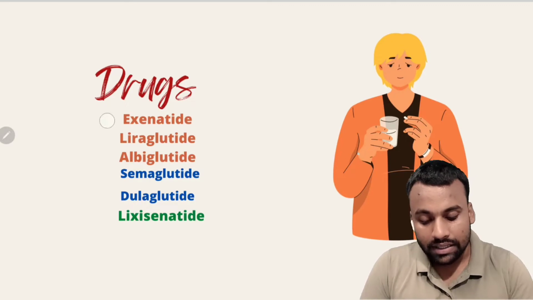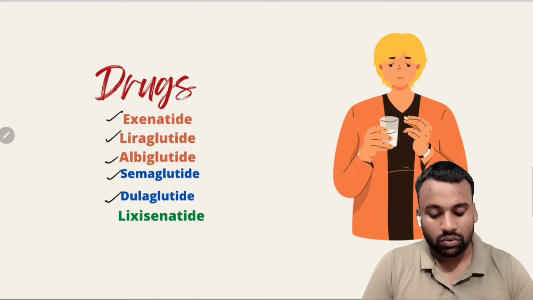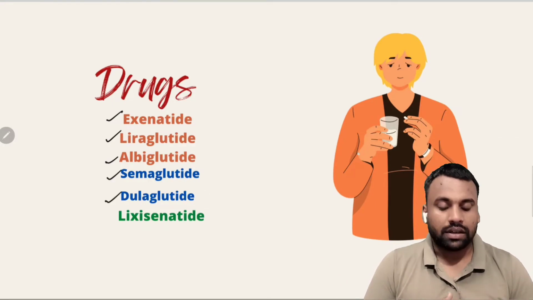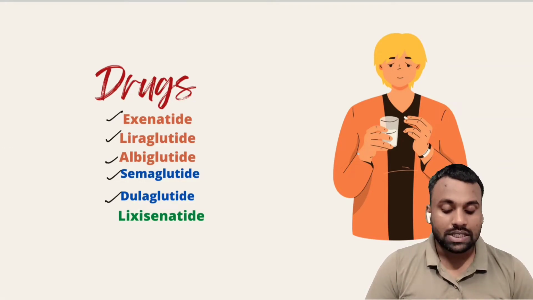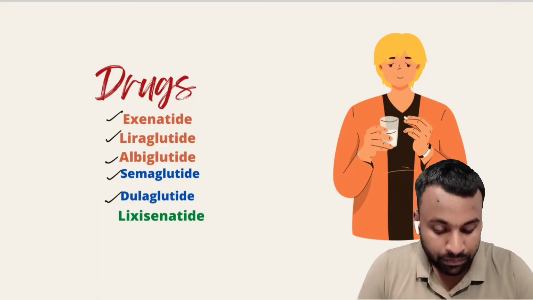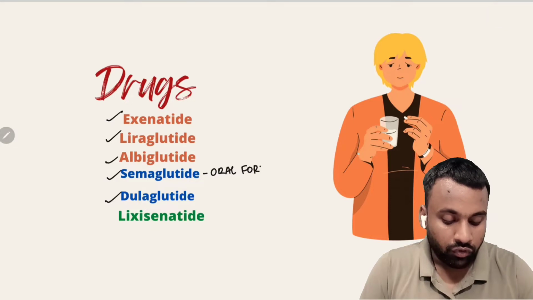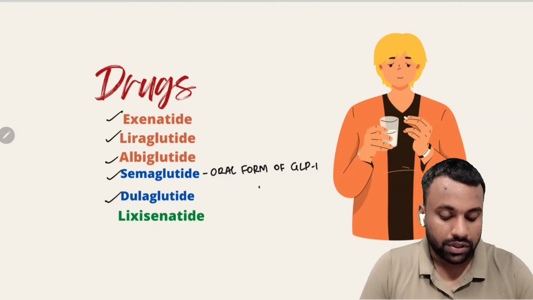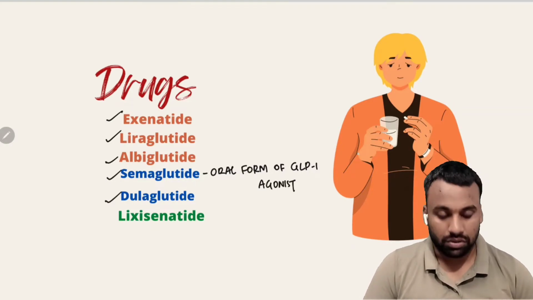The drugs are exenatide, liraglutide, albiglutide, semaglutide, dulaglutide, and lixisenatide. Among these drugs, only semaglutide is orally available. This is the oral form of GLP-1 agonist, and the rest are mainly taken subcutaneously.